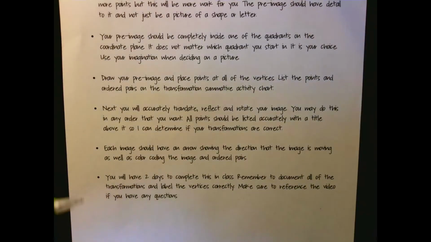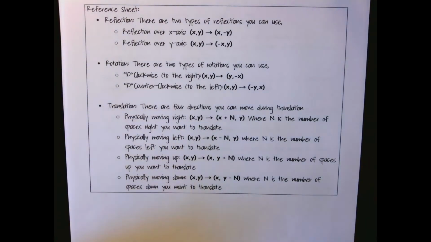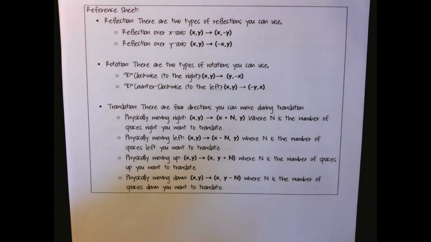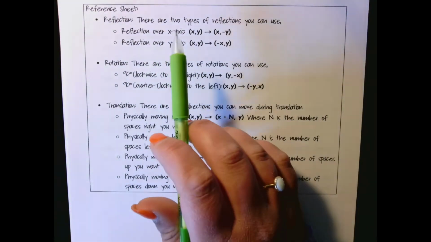So I gave you guys a reference sheet. So this reference sheet here. So when we have a reflection, there are going to be two types of reflections that you can use. And I don't care which you choose to do, either one. So the first is going to be a reflection over the x-axis.